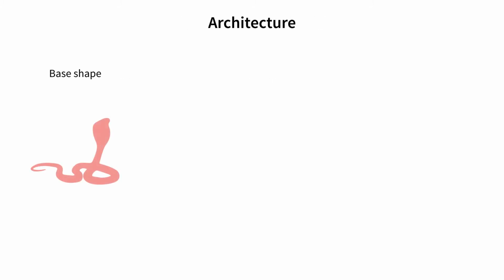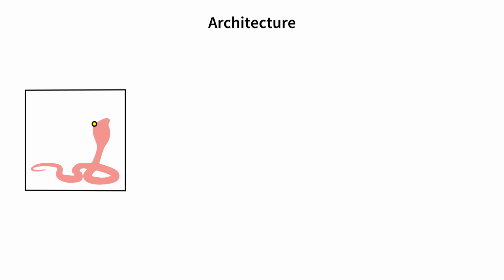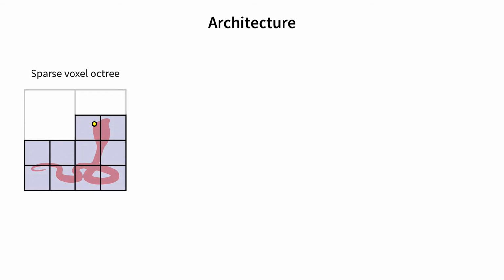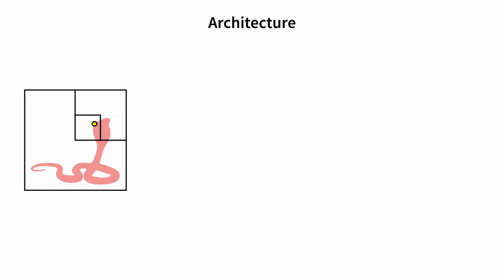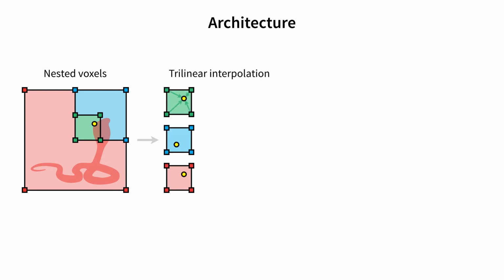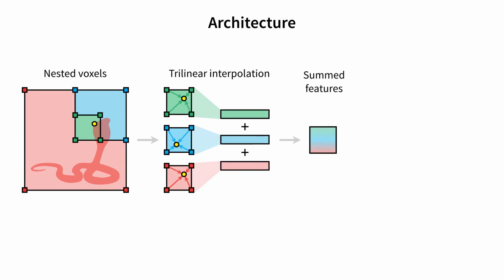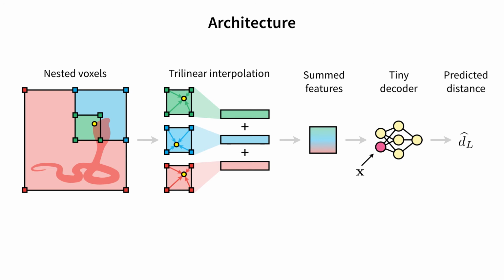Our method works as follows. Starting from a base shape, we first sample a query point in the bounding volume of the shape. This point is then queried into a sparse feature octree encompassing the object. To compute a signed distance for a given point, nested parent voxels are first retrieved up to a certain level. Corresponding voxel features are then trilinearly interpolated at their corners to get sparse voxel features, which we then sum. We feed the resulting vectors into our tiny decoder, along with a position, to compute a level-dependent signed distance.